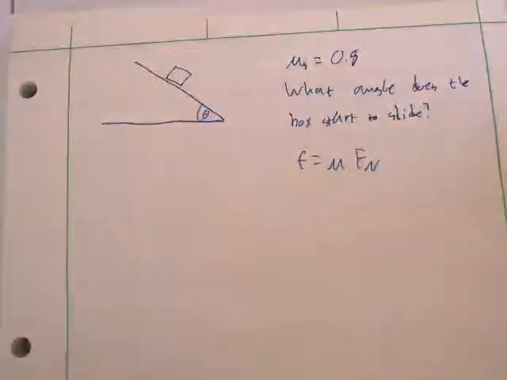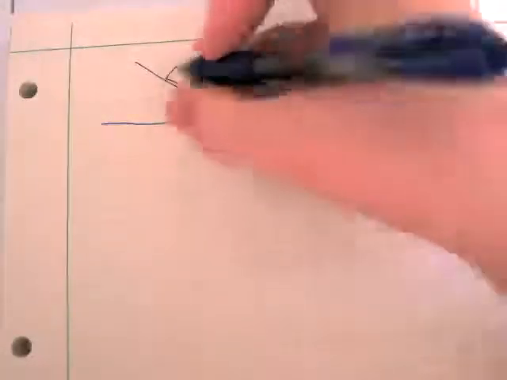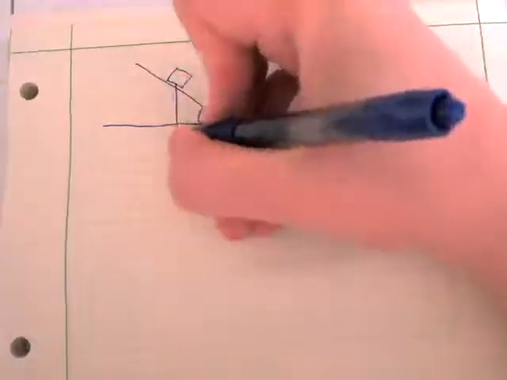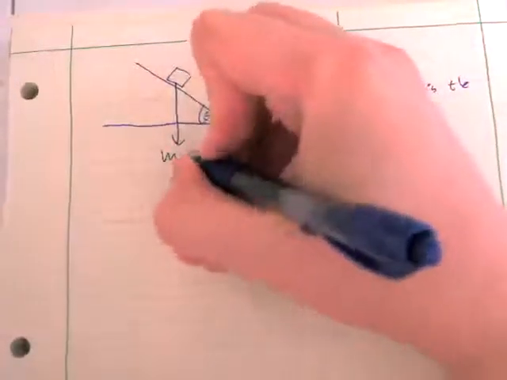So let's draw our free body diagram, and let's see what we can write with our Newton's second law equation, what we know about this. So let's go ahead. What are all of the forces on this box? We know gravity. It's going to be acting straight down.